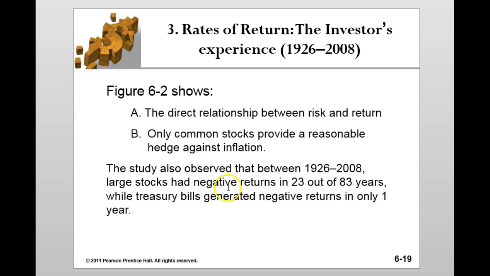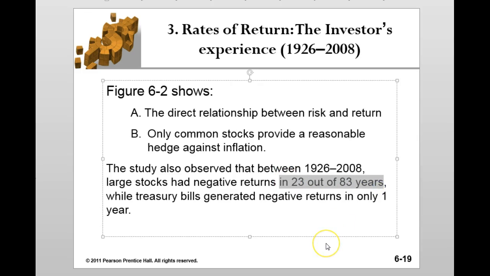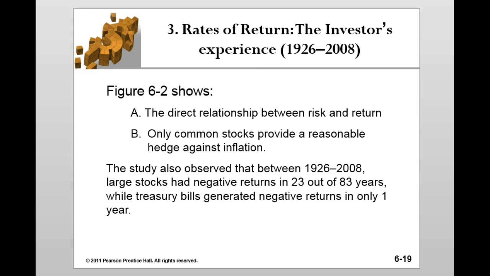As you look at this, this was fascinating to me as I read this. 23 out of the 83 years had negative returns for large stocks, while Treasury bills generated only 1 year. So you can see the difference in risk between those two items and why Treasury bills are called the risk-free rate.